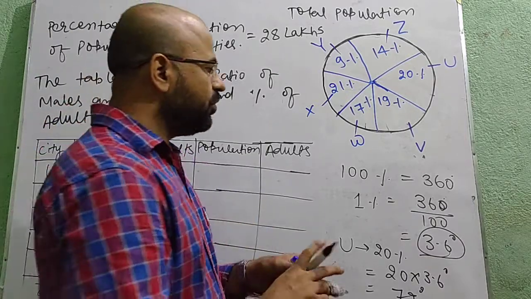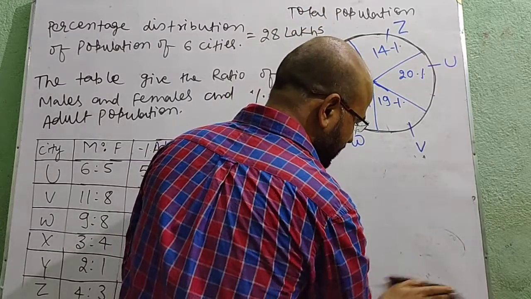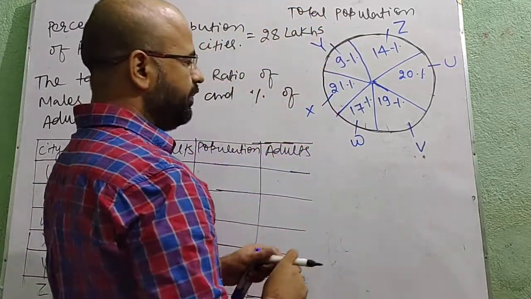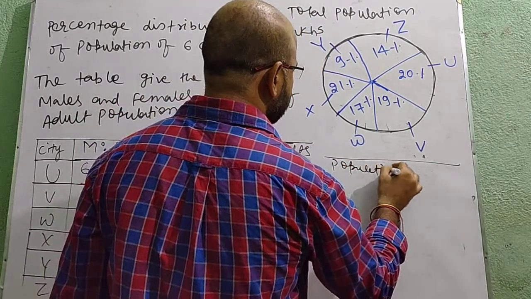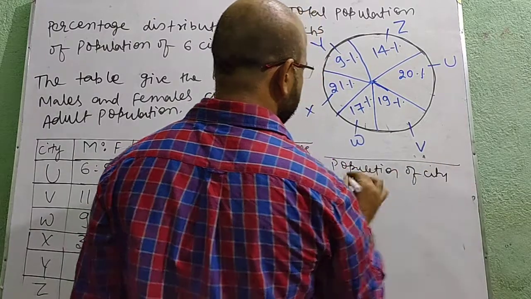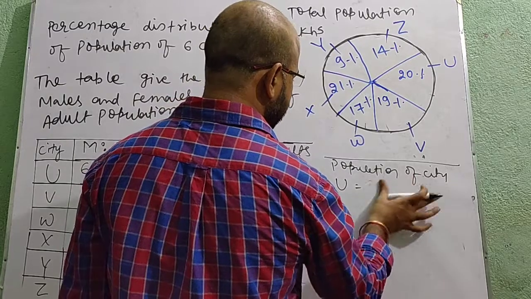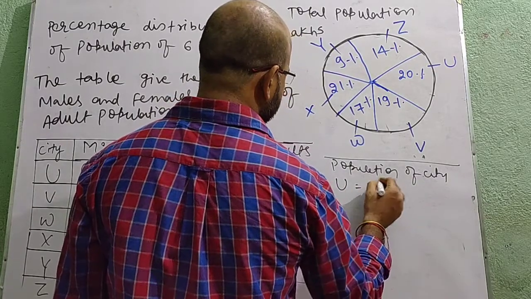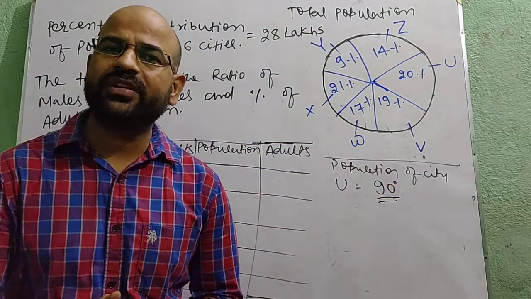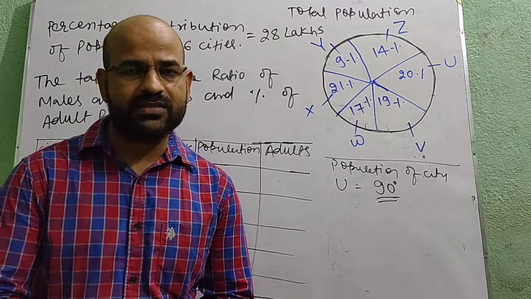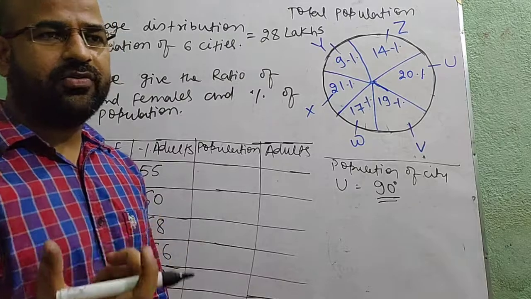Suppose, take an example. The population of city U is given, not 20%, but in the form of degrees: it is 90 degrees. Then how do we convert it into percentage? What do you have to do?